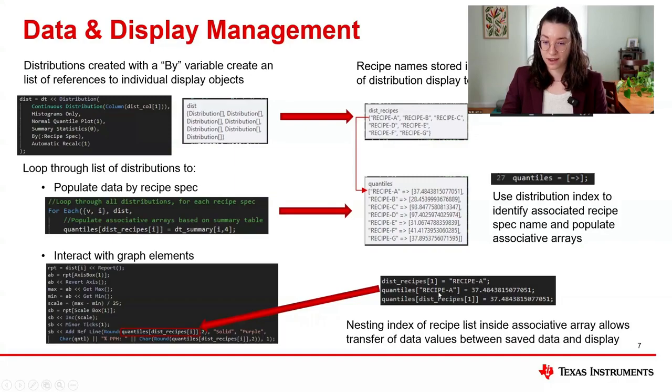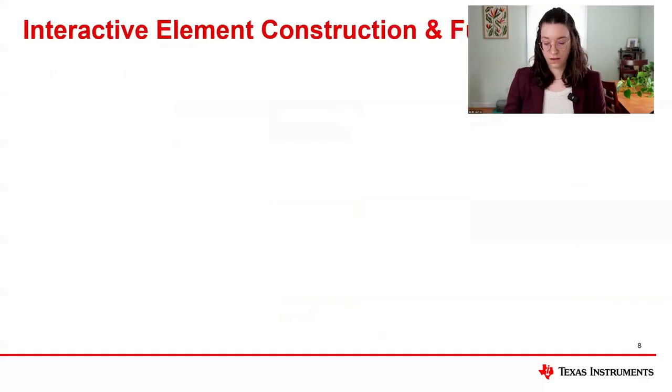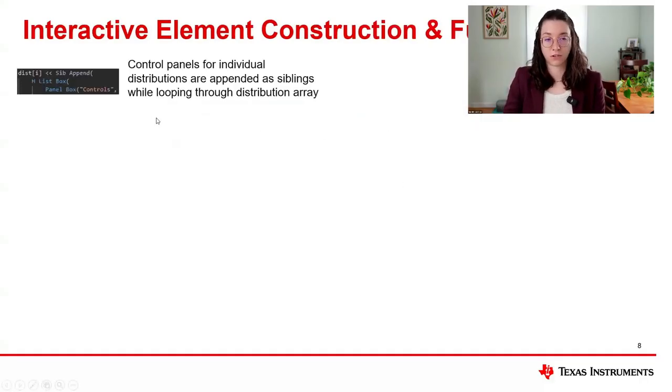So that references the name, and that gives the value. And that nested technique here is really a key feature of being able to pass things back and forth between all the different places that need access to that value. And next, for the interactive elements, those get created within the same loop that we just talked about.